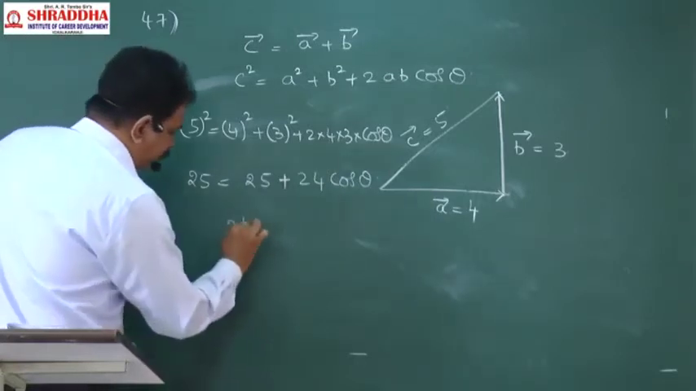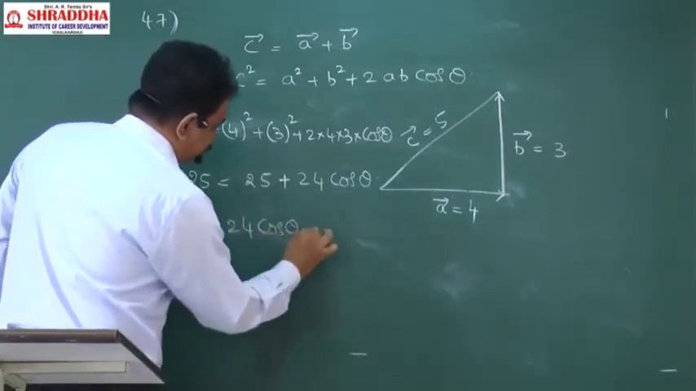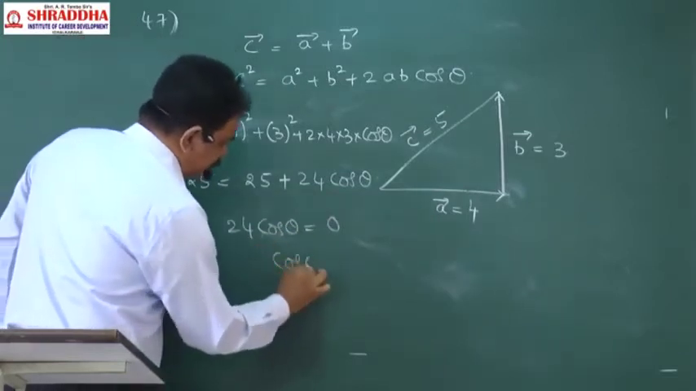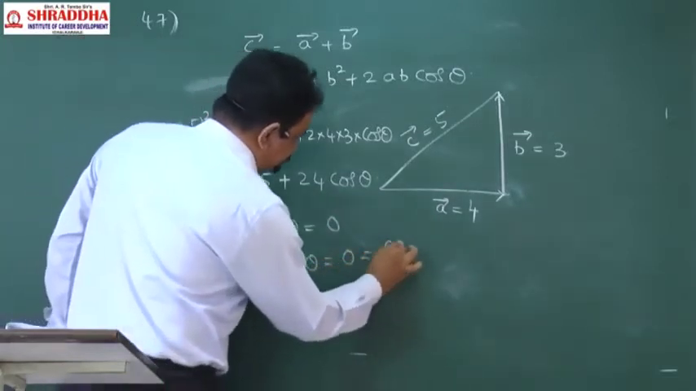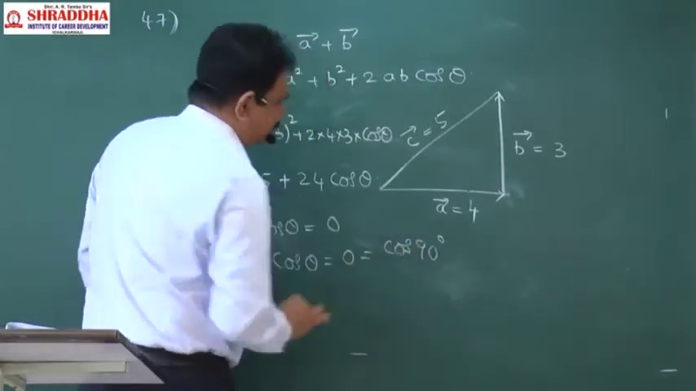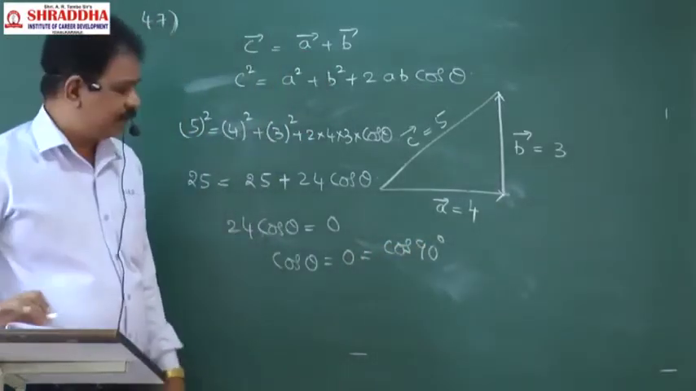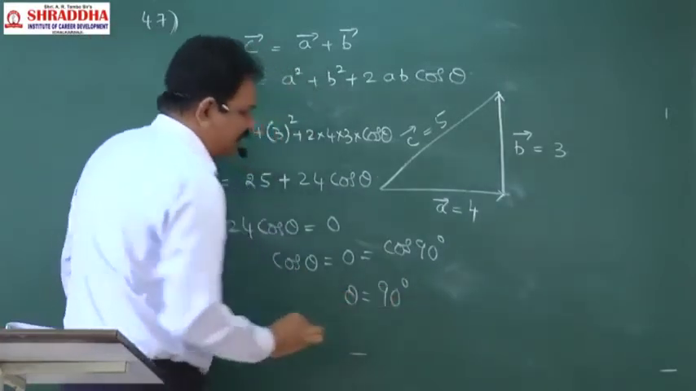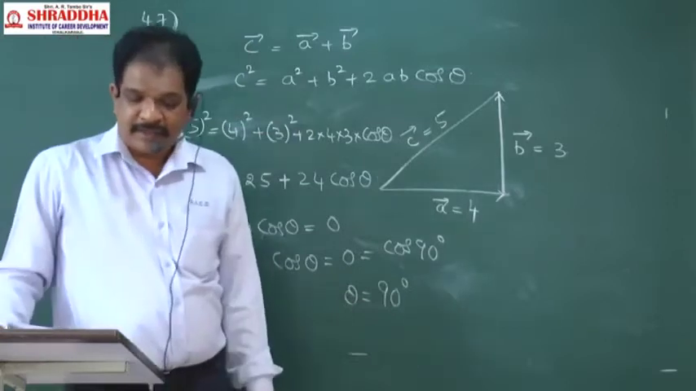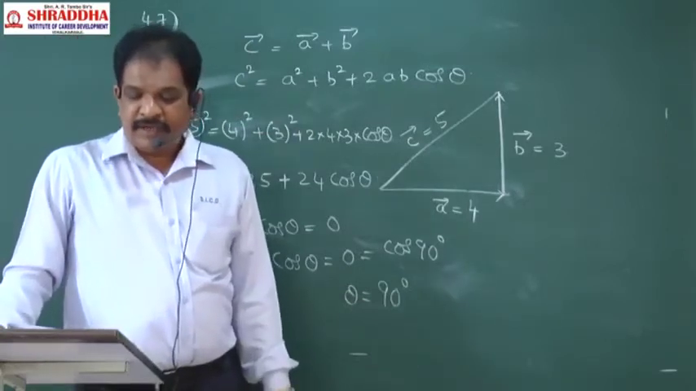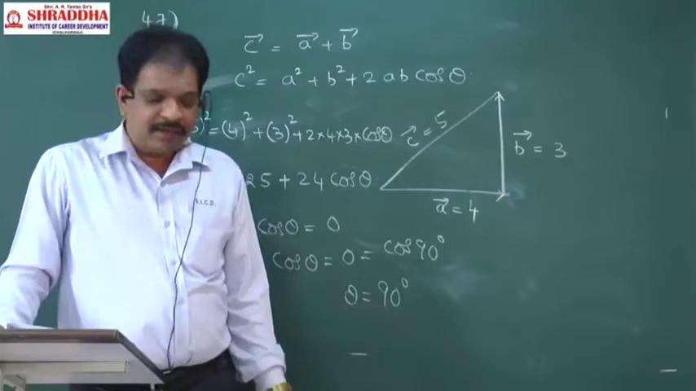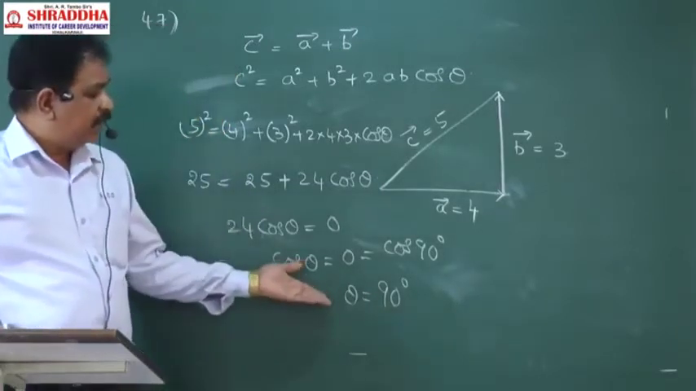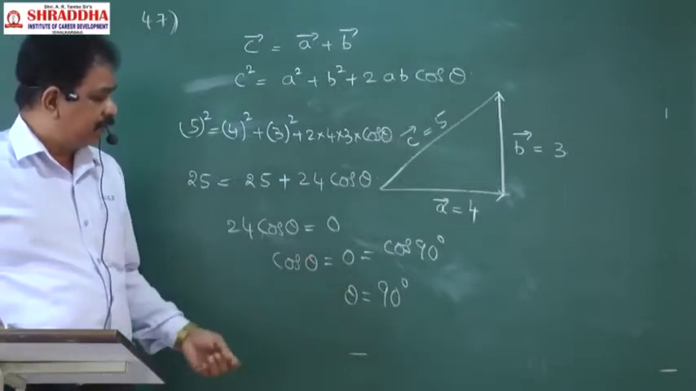Then 24 cos theta is equal to 0. So cos theta is equal to 0. This value will be cos 90 degrees. Theta value will be 90 degrees. Clear? So the angle between A and B is 90 degrees. Then what is the dot product they are asking actually?